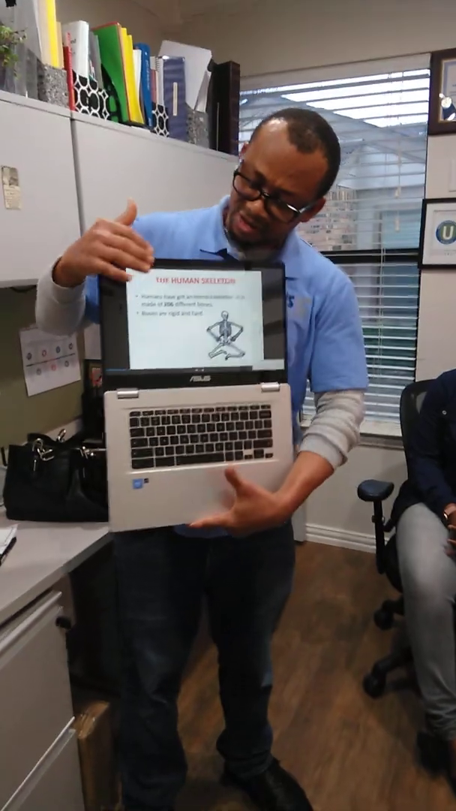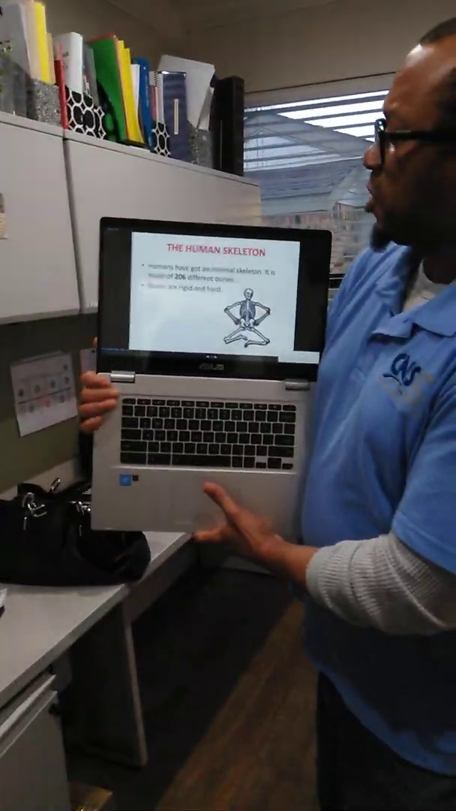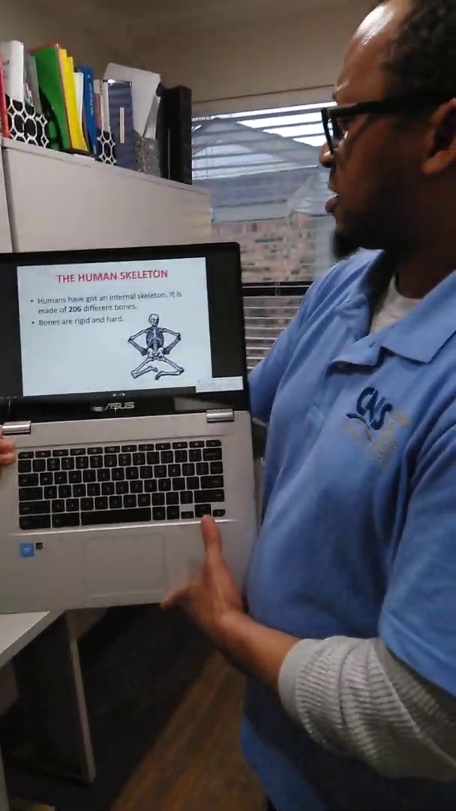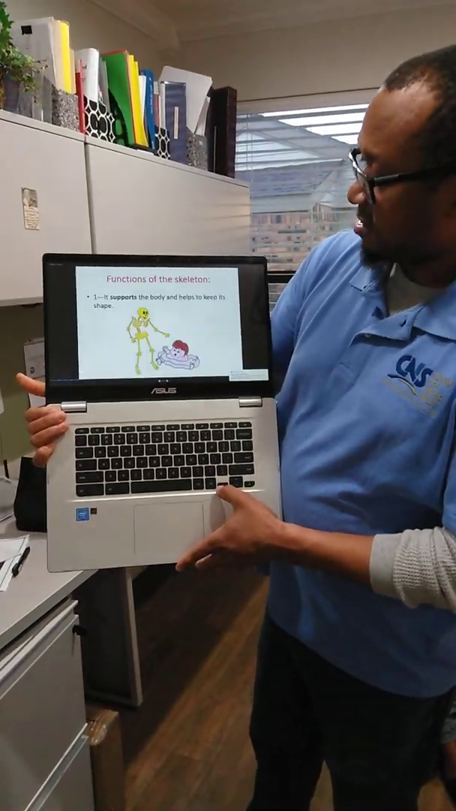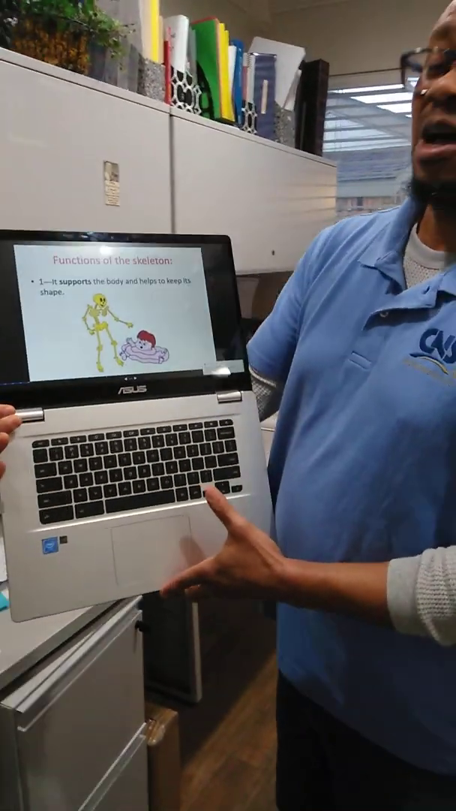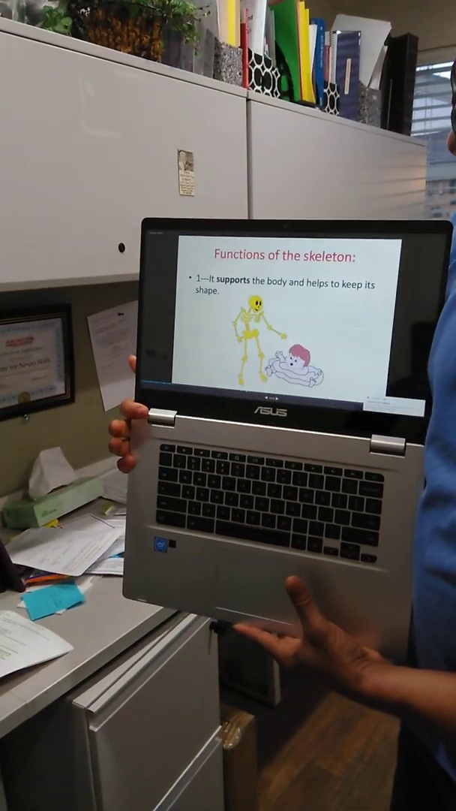So in the human body, as you can see right here, humans have an internal skeleton, and it is made up of 206 different bones. Bones are hard and rigid. In the next slide, I'm going to concentrate mostly on the functions of the skeleton.